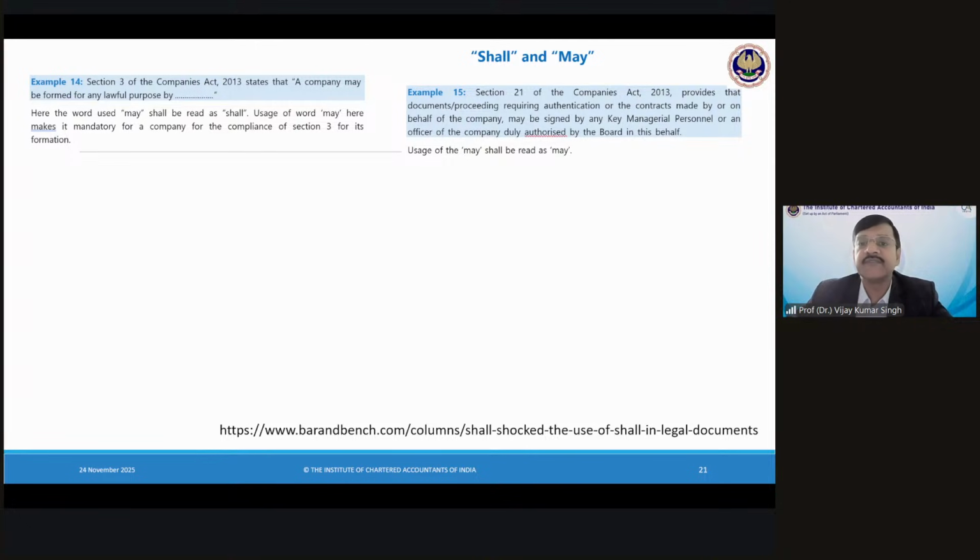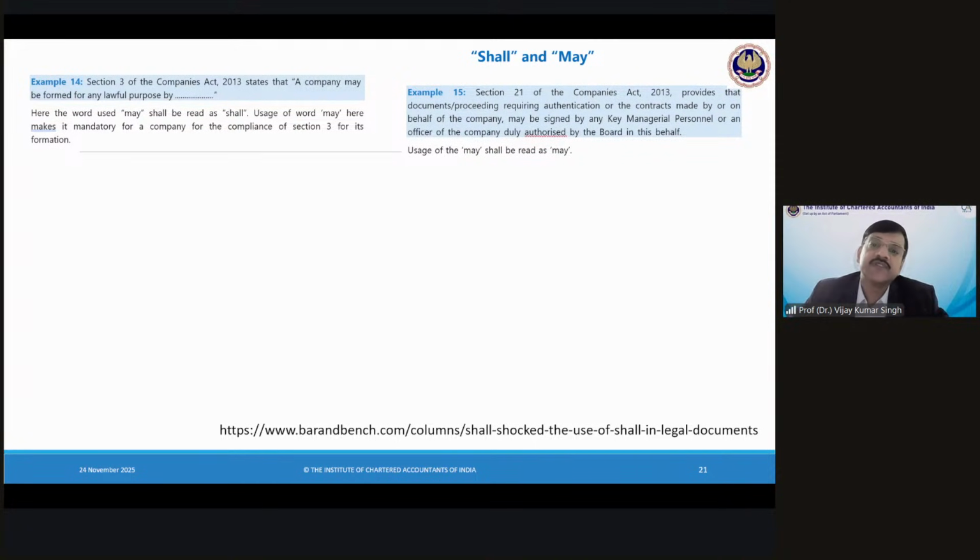So example 15 says section 21 of the Companies Act provides that documents, proceedings requiring authentication or any contracts made by or on behalf of the company may be signed by any key managerial personnel or an officer of the company duly authorized by the board in this behalf. Now, usage of may shall be read as may. In this particular situation, there is no requirement of a shall. It is saying may. So it may be signed by key managerial personnel or an officer of the company. So there is a discretion given. It is not a shall that it has to be signed by key managerial personnel only or X person only.